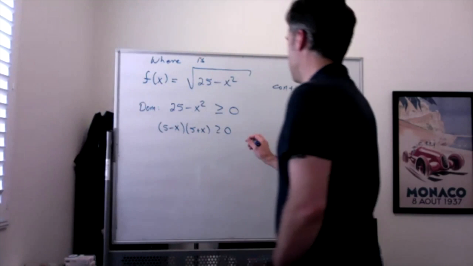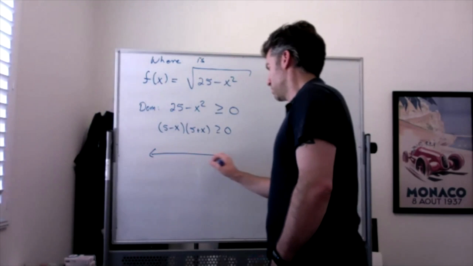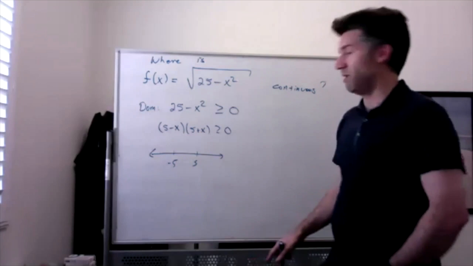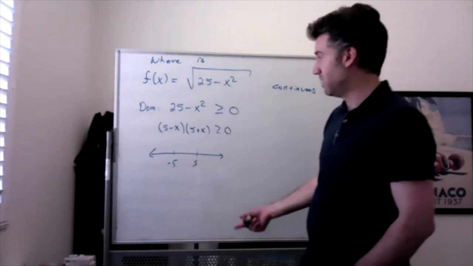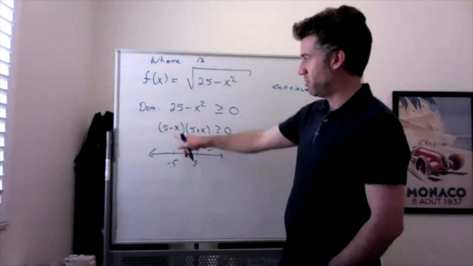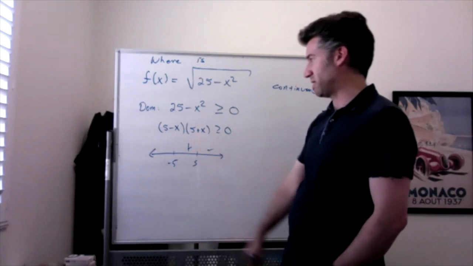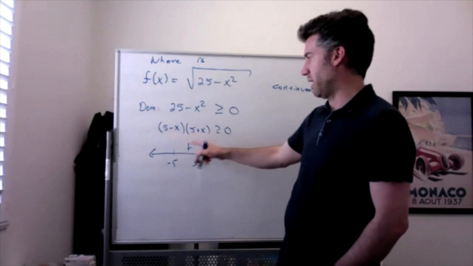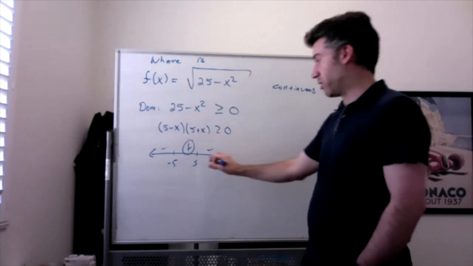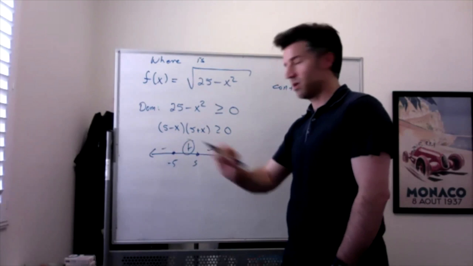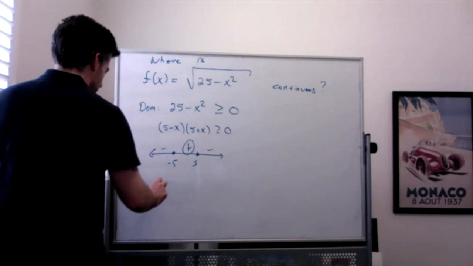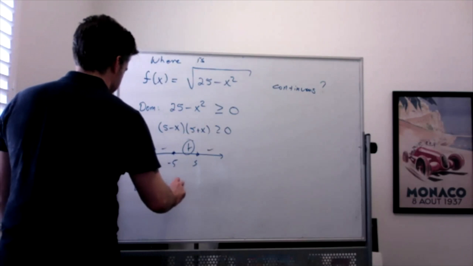And then you could use the number line. x equals 5 and negative 5 is what makes it 0. And if x is bigger than 5, like 6, you get a negative from the positive, which is negative. If x is equal to 0, positive times positive. If x is negative 6, positive, negative. We want it to be positive, right? Because it's greater than or equal to 0. So this is definitely defined, or has a domain, on negative 5 to 5.